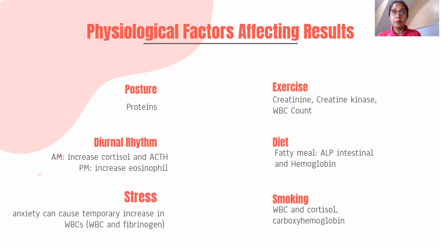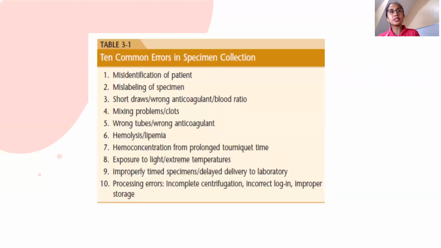Exercise affects our muscle enzymes: creatine kinase, aldolase, creatinine, and WBC count. Diet, especially after a fatty meal: we have alkaline phosphatase, the intestinal isoenzyme. We have hemoglobin; if it's a fatty meal, cyanmethemoglobin could be affected by the fatty meal. Cyanmethemoglobin is a test for hemoglobin. And smoking affects WBC, cortisol, and carboxyhemoglobin. So class, just a few reminders that these are the common errors in specimen collection.